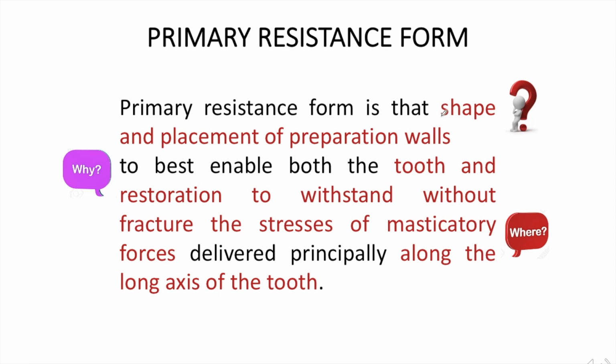Primary resistance form is defined as that shape and placement of the preparation walls to best enable both the tooth and the restoration to withstand, without fracture, the stresses of masticatory forces which are delivered principally along the long axis of the tooth. Now let's see what it means. It means we need to design the cavity floors, walls, and angles in such a way that will prevent the fracture of both tooth as well as restorative material when subjected to the occlusal forces. I'll explain all these points in detail now.